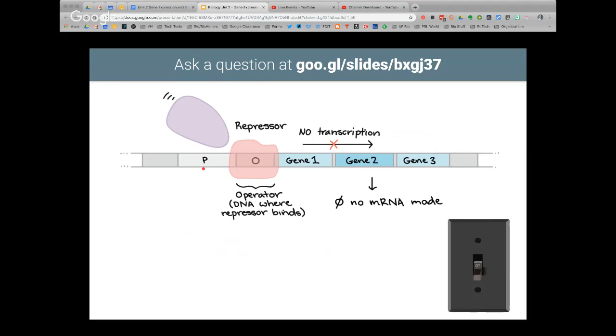Then we have this operator section. Some genes have an operator where a repressor protein actually binds and can block the RNA polymerase. So the RNA polymerase does attach to the promoter, but it can't get past this repressor protein, so no transcription is going to take place, no messenger RNA is going to be made, and therefore no translation will take place. We look at our gene as being turned off. Many genes can be turned off in bacterial cells through this mechanism of a repressor blocking RNA polymerase.